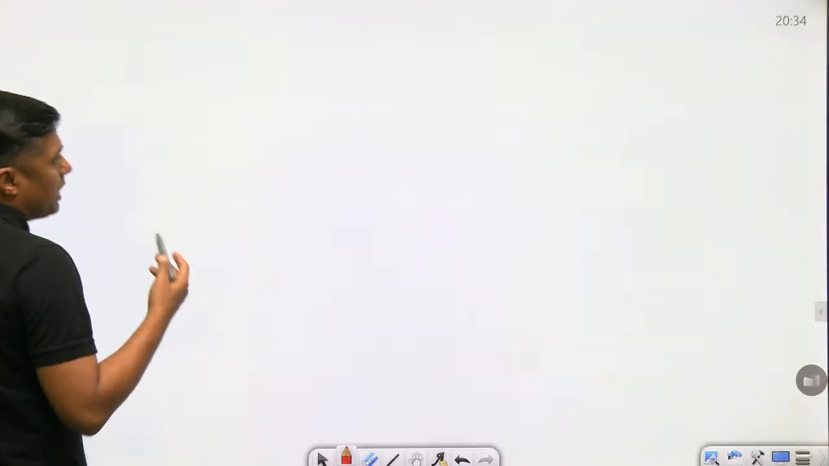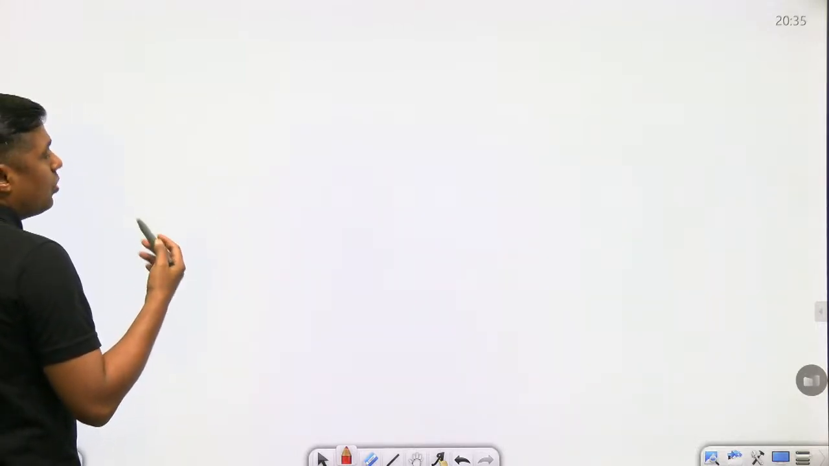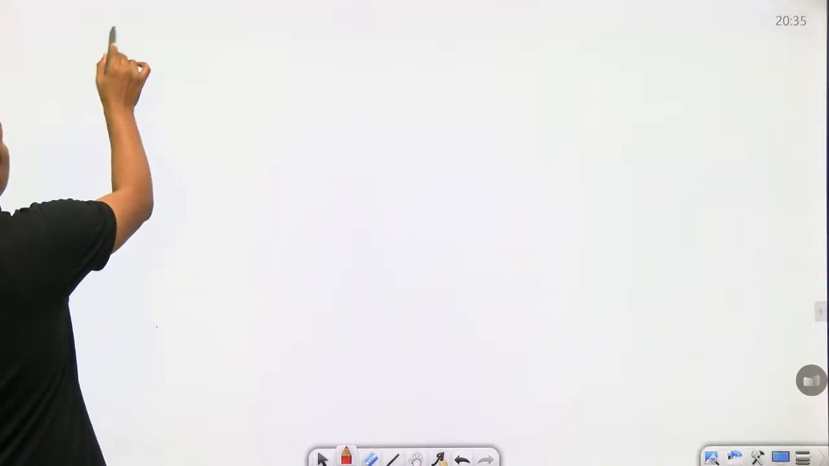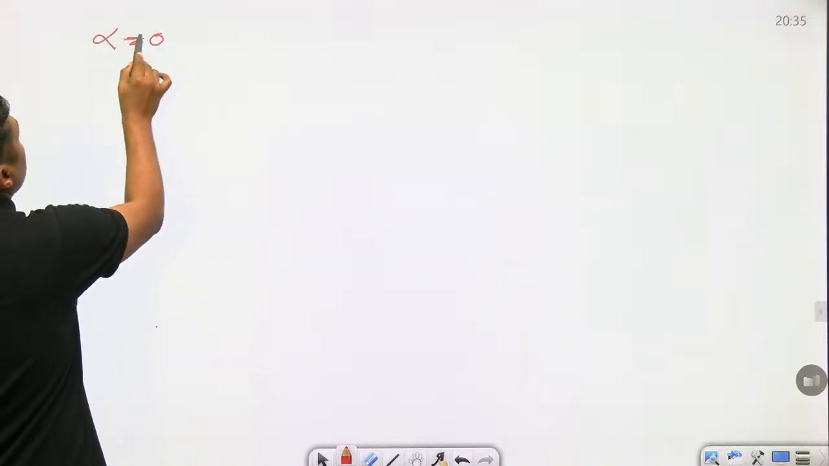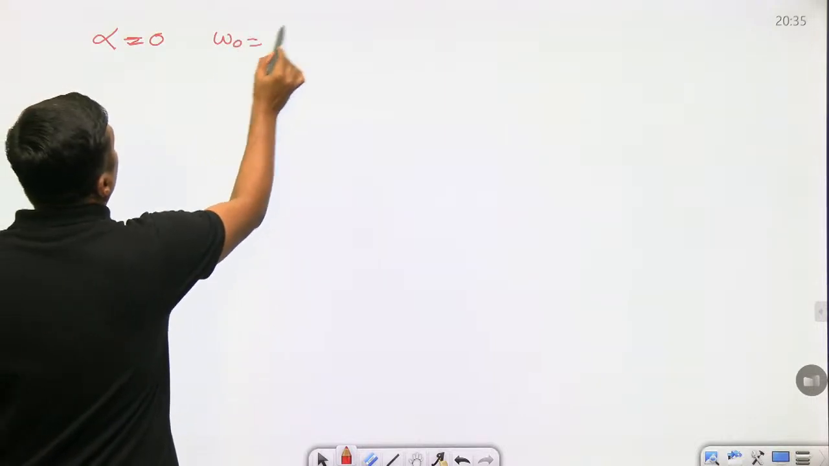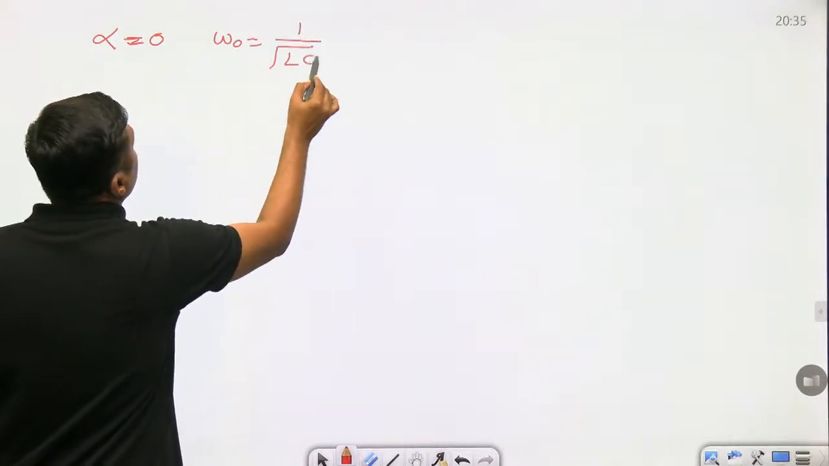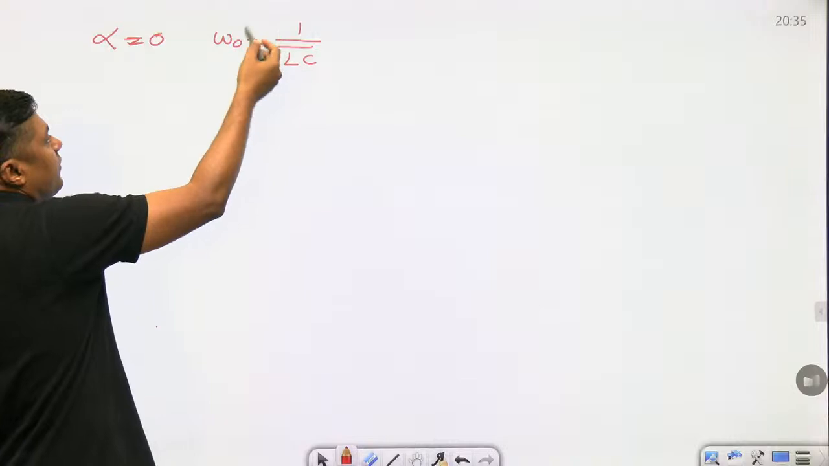No, because there is no R. So what is the alpha? Alpha is equal to 0. What is the omega naught? Omega naught is equal to 1 by root over LC. Put the value of L and C and you can find the omega naught.